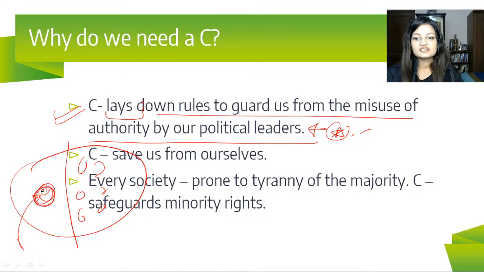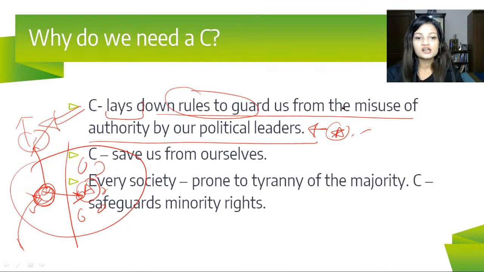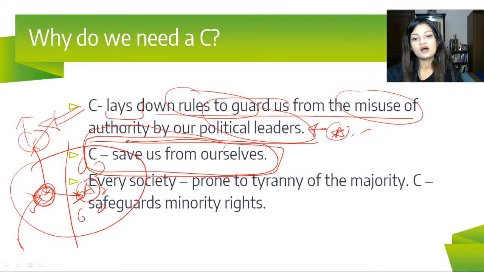But this class monitor isn't a very good person and he wrongly accuses person A of something the person didn't do. This is wrong on the part of the class monitor. The authority of the class monitor comes from the teacher, but the class monitor misuses it on his friends, on his class students. So to prevent a situation where this misuse of authority happens, the constitution lays down rules to guard us from the misuse of authority by our political leaders. In such a manner, the constitution also saves us from ourselves.